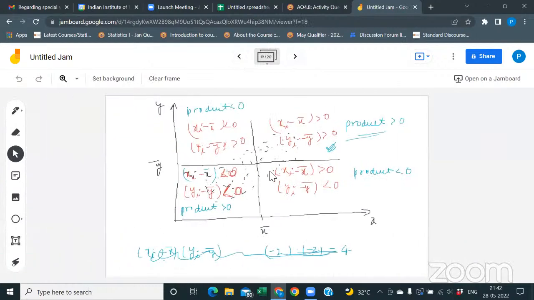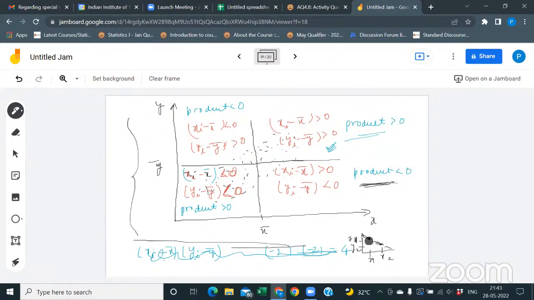As I explained in this chart, x2 is greater than x1, and y2 and y1. The x differences are positive, the y differences are negative, meaning the first value is greater than the second value. So you are getting a negative product here. Is that clear?